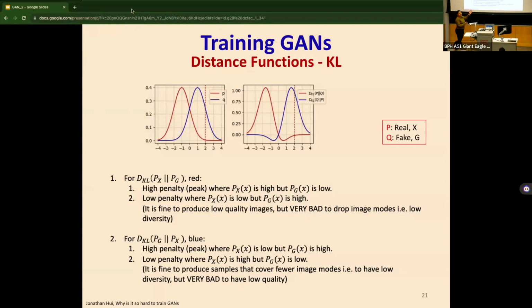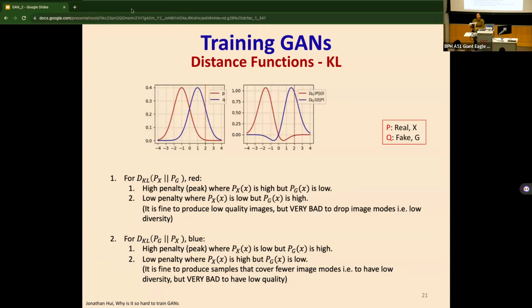But what essentially happens is when you compute the KL divergence between PX and PG, you will see that the model says, hey, it's fine if I produce low quality images as long as I produce a different variety of images.